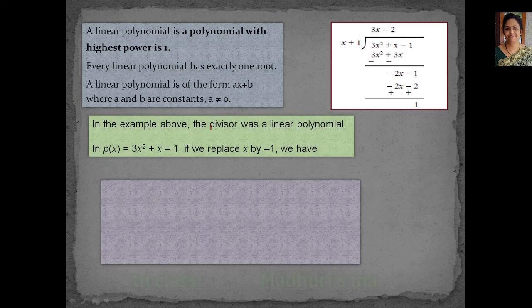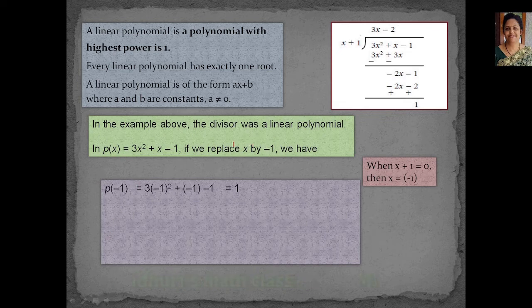In the example above, the divisor was a linear polynomial. In p(x) equal to 3x squared plus x minus 1, if we replace x by negative 1, we have... Why do we replace x by negative 1? How did we get negative 1? When x plus 1 is equal to 0, x should be negative 1. Negative 1 plus 1 is equal to 0. That's why we replace x by negative 1.